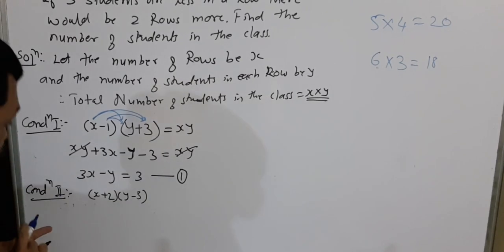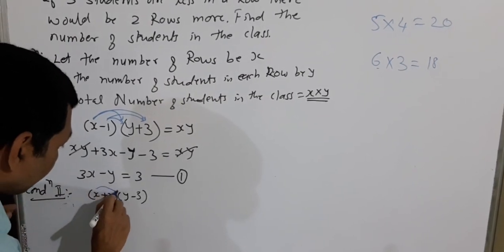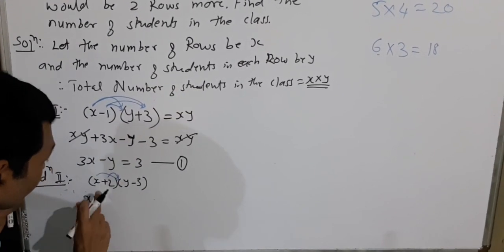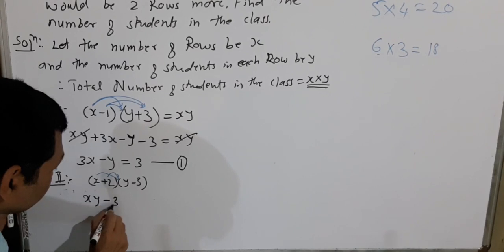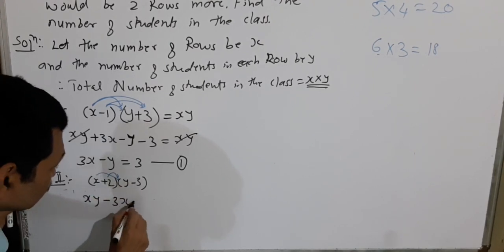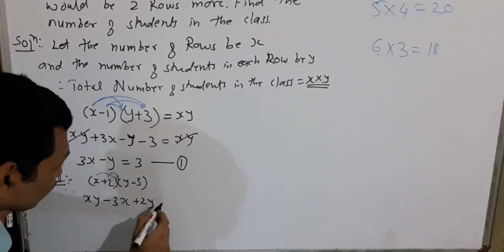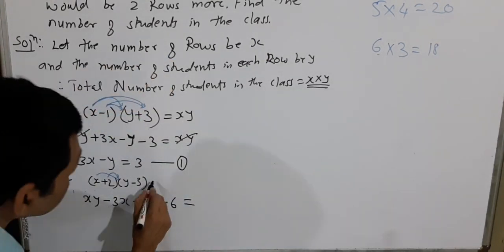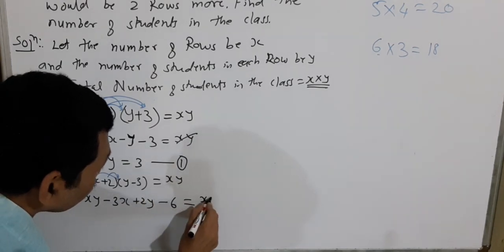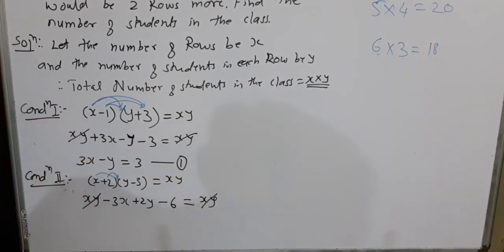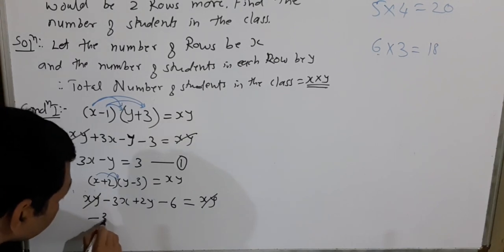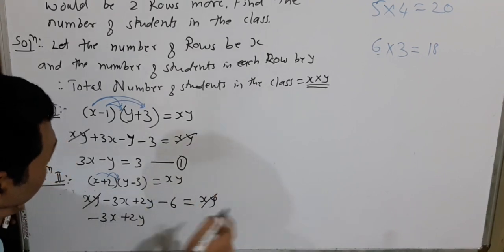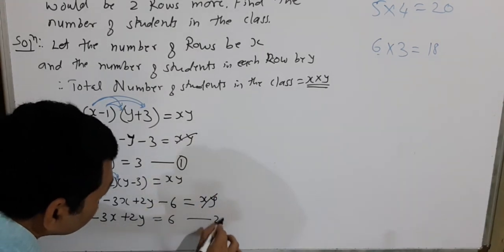Same way, binomial into binomial, this multiply by this, and then this multiply by this bracket. So x into y will give us xy, x into minus 3 will give us minus 3x, 2 into y will give us plus 2y, plus 2 into minus 3 will give us minus 6 is equal to, number of students remains same, xy. So this xy cancels with this xy. So equation 2 is minus 3x plus 2y. This minus 6 I am taking to the other side, it becomes plus 6. This is equation number 2.